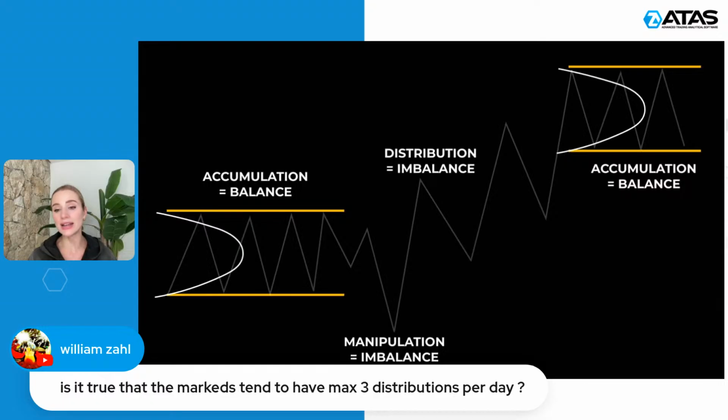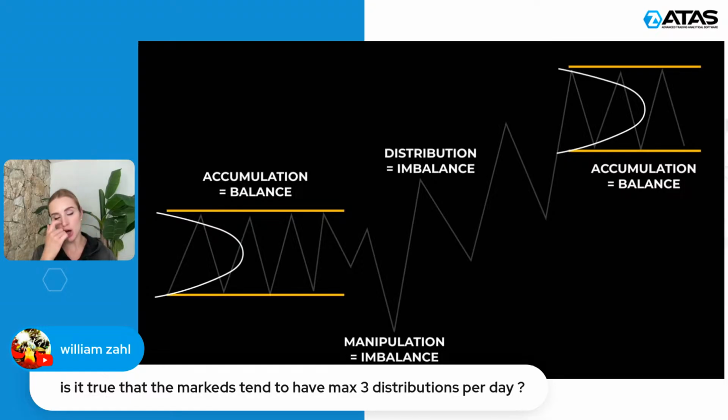Sometimes the markets are more active. Sometimes the markets are really slow. And the distribution phase is going to take, for example, weeks or months. Sometimes on the smaller time frame, for the very active, aggressive markets, the market can go several times from accumulation to manipulation, distribution, and a new accumulation.